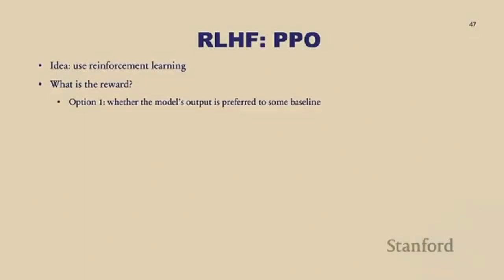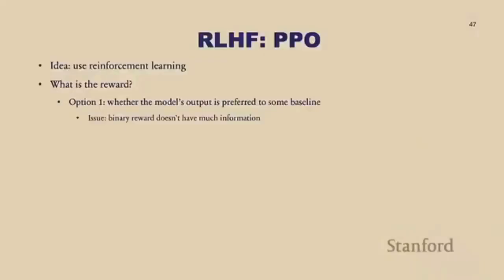The first one, you could just say, I'm going to compare the output generated by some baseline with the output generated by my model, and I'm just going to ask the human to say which one is better, and I'm going to use this as a reward. So if I'm better than the baseline, this is a +1. If not, it's a -1. So now it's a binary reward. The problem with a binary reward is that it's very sparse, and you don't get much information out of it. Maybe your answer was slightly better, maybe it was way better, and you don't really know from this how much better it was.